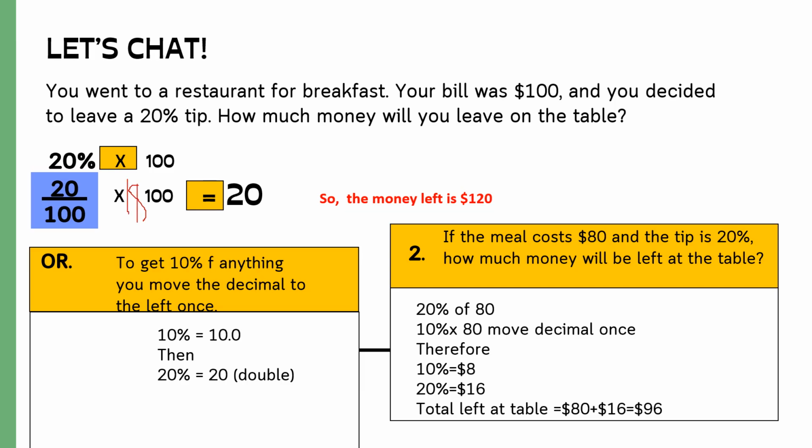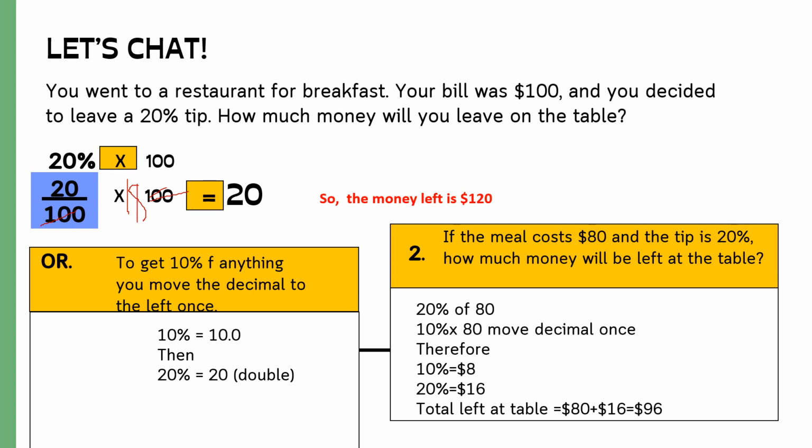So you can just cancel the 100, right? And then you end up with 20. So the money you left on the table is the 100 plus the $20 tip. So it's $120. Or you can do it another way. To get 10% of anything, you move the decimal to the left once, right? So 10% of 100 is $10, right? So 20% is you're gonna double. So 20% of the 100 will be 20. And so you end up with the $20, right?